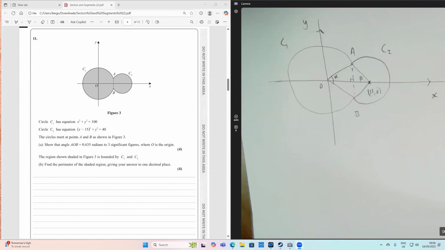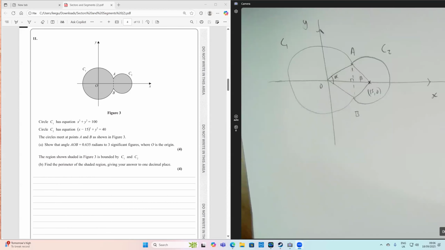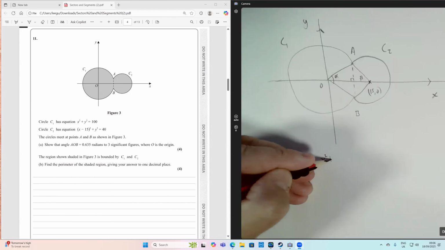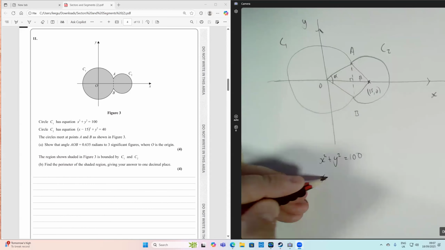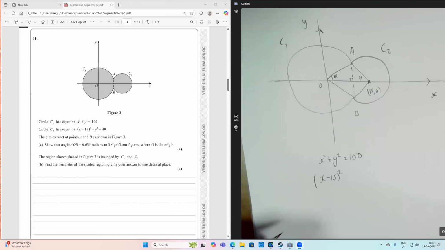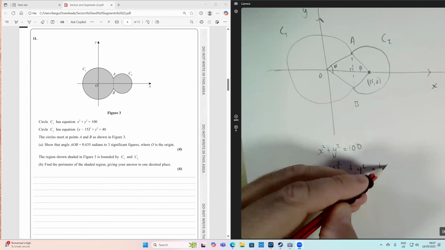In order to do this, one of the first things we need to do is work out the points of intersection of the two circles. So we could do with knowing certainly what the x coordinate is for sure, and possibly the y coordinate of these 2 points of intersection here. And in order to do that, we're going to solve the two equations simultaneously. So let's have a look at what we've got. One equation is x squared add y squared is equal to 100. And our other equation is x minus 15 all squared plus y squared is equal to 40. So we've got to solve these simultaneously.